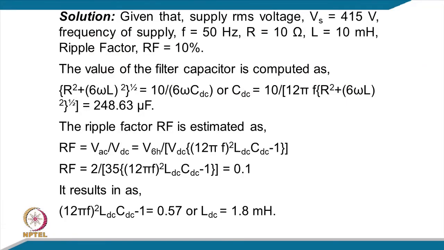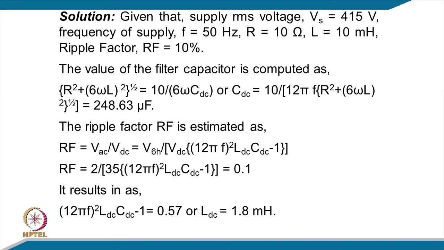So, coming to the numerical part of the solution of the problem, it is given that the supply RMS voltage Vs equal to 415 volt, frequency of supply 50 hertz, resistance 10 ohm, inductance 10 millihenry and ripple factor of 10%, and the value of the filter capacitor is computed as the square root of R squared plus (6 omega L) squared.